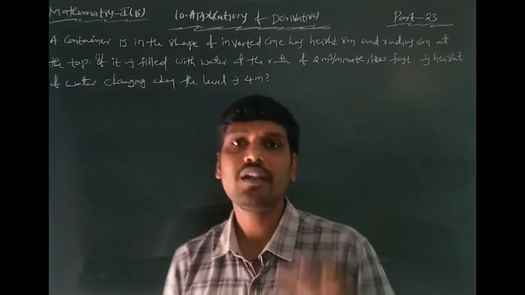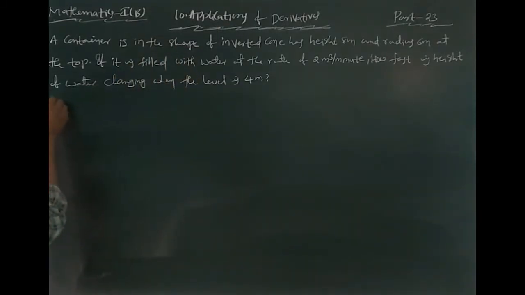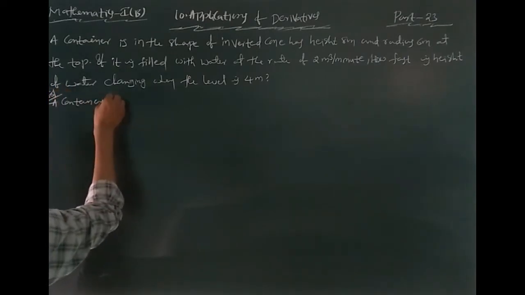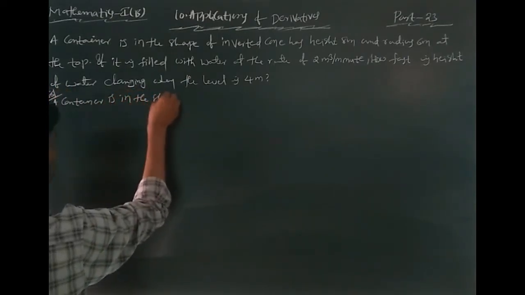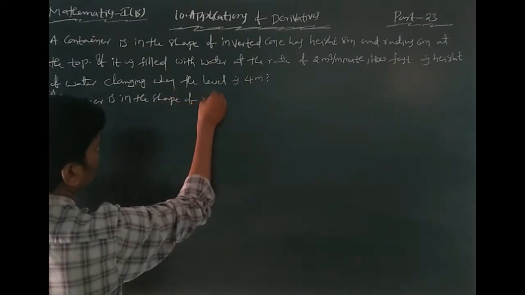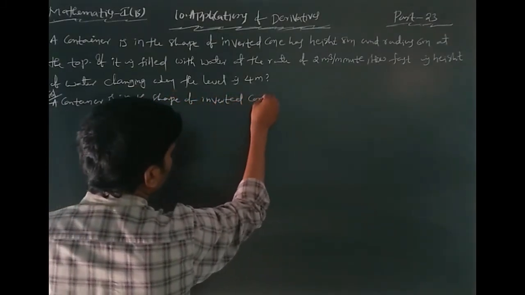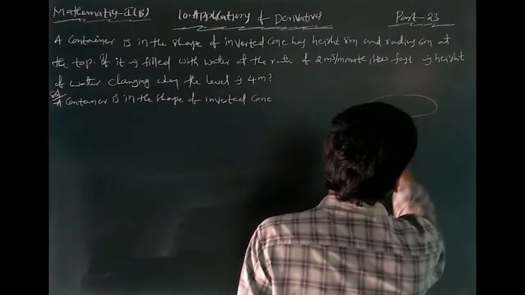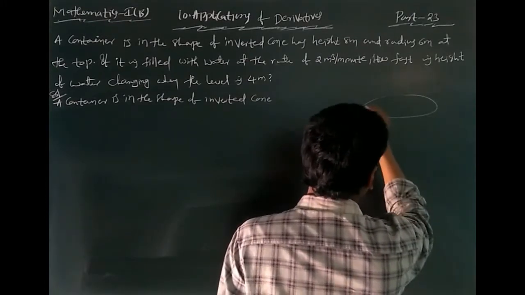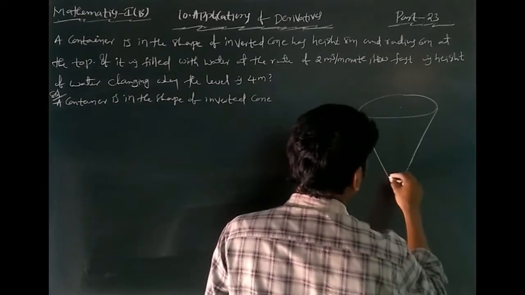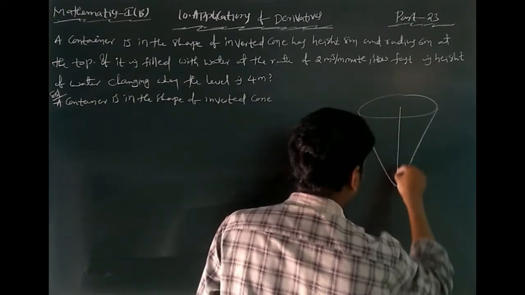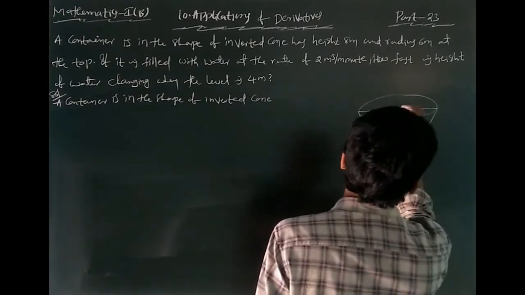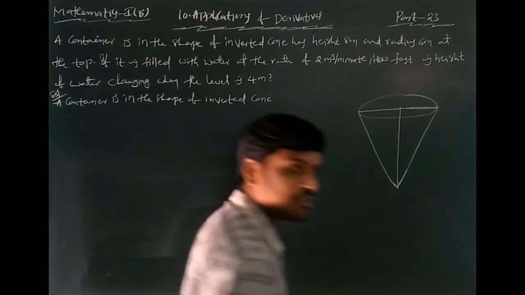You can find it. First of all, which shape is this? Cone shape. A container is in the shape of an inverted cone. First you can draw the cone. This is the cone. This is the height of the cone. This is the radius of the cone. This is also the radius. Total diameter of the cone.